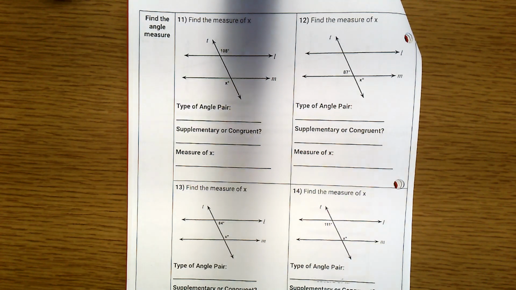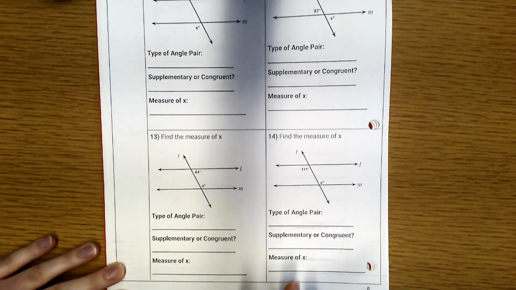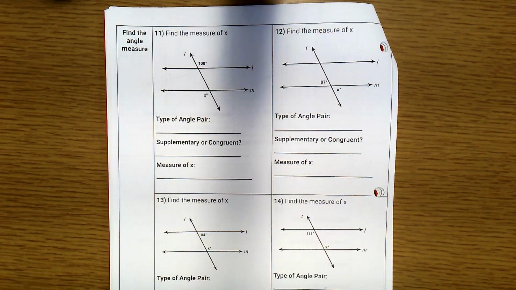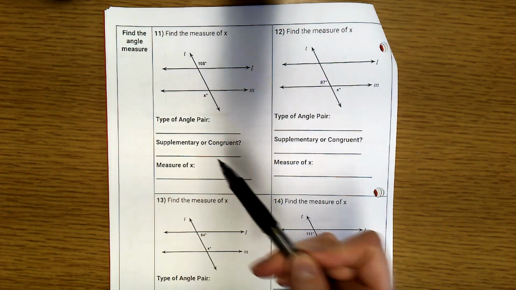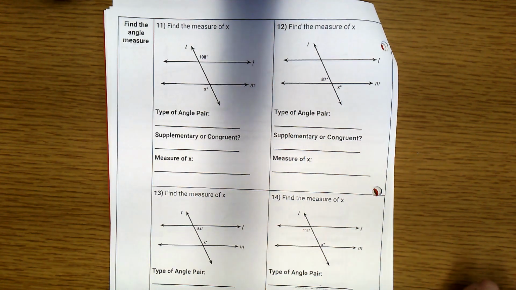So you should have already watched the first part of the lesson, part 1, where you got it in class. This is part 2, so I am on page 8 in the packet right now. Part 2 is, okay, we've learned the types of special angles that exist. We've learned what's supplementary and what's congruent. Now we're actually going to start finding angle measures.